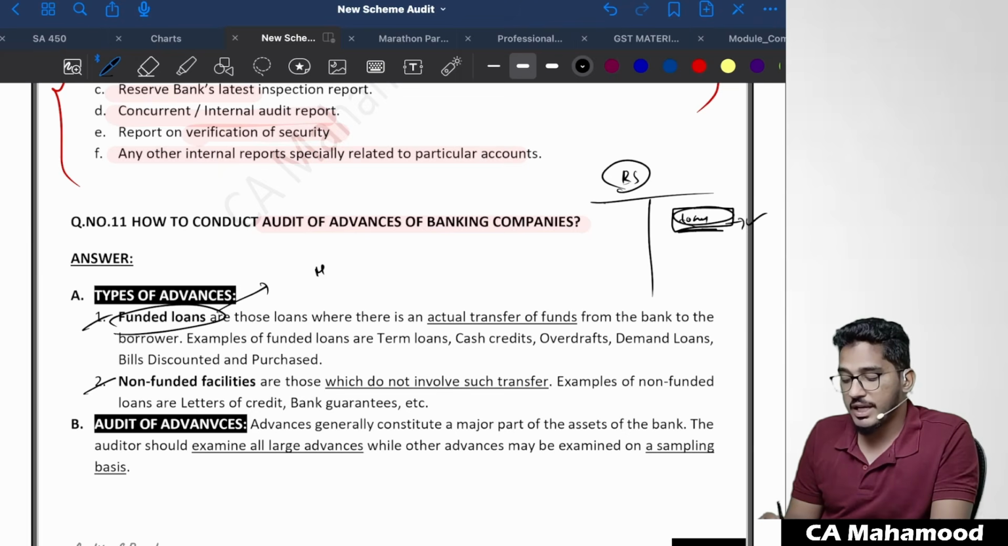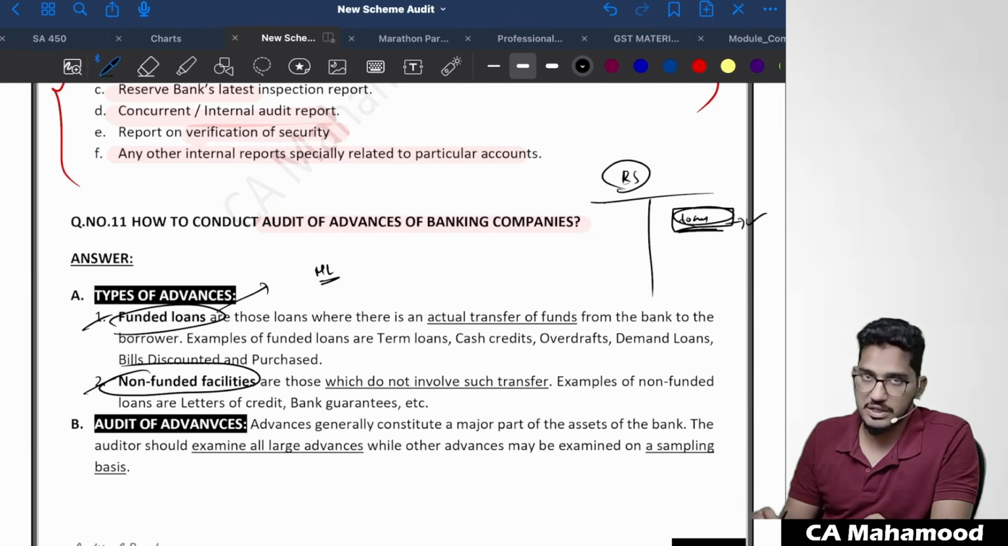For example, if you go and take a housing loan from the bank, will the banker give you funds? Yes, the banker will give you the funds. If you take a personal loan, will the banker give you funds? Yes. So not all facilities are funded facilities. Some facilities could be even non-funded facilities also.